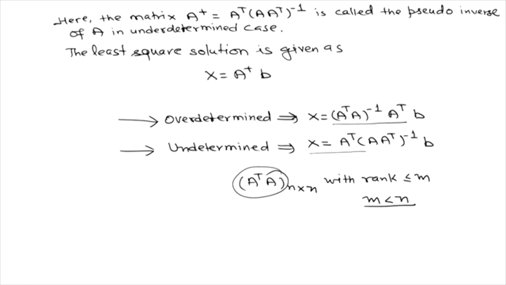That is why we have taken this form of the solution, because now we have taken A into A transpose, which will be a matrix of m by m with rank less than or equal to m. So, if rank equals m, then you can apply this method or least square approximation of this form. If rank is less than m, then how to find the least square solution, I will discuss in the next to next lecture. So, this is the least square solution for the underdetermined system.